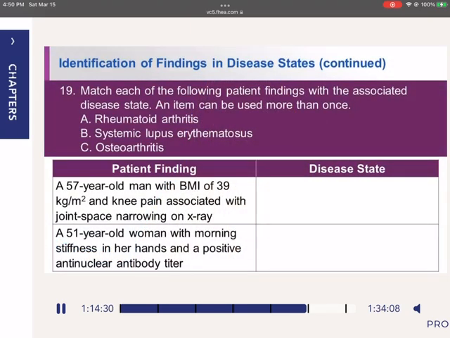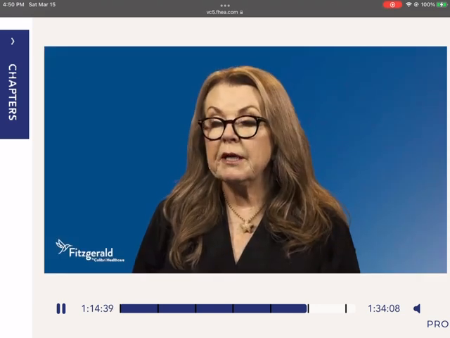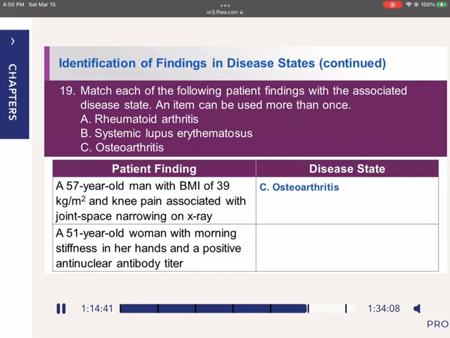A 57-year-old man with a BMI of 39 and knee pain associated with joint space narrowing on X-ray. What would that be? That's the classic presentation of osteoarthritis. What do you have here for risk factors? Higher BMI and an adult close to 60 years old.